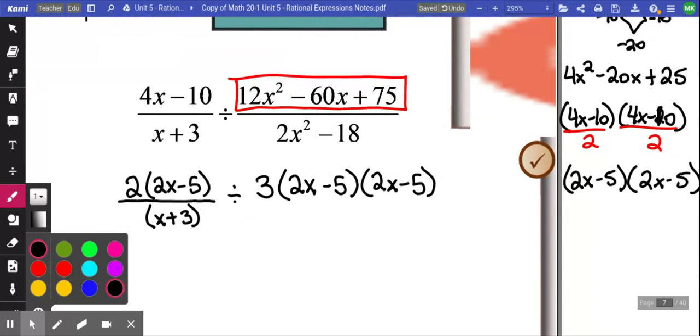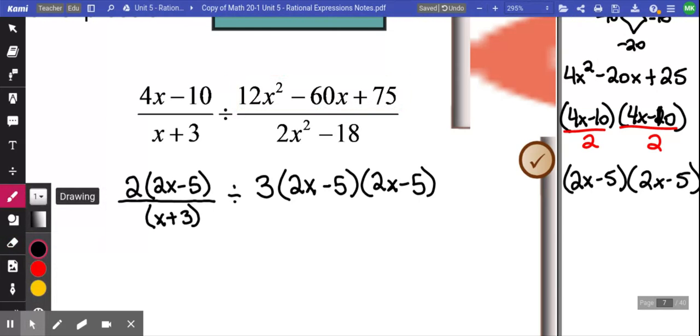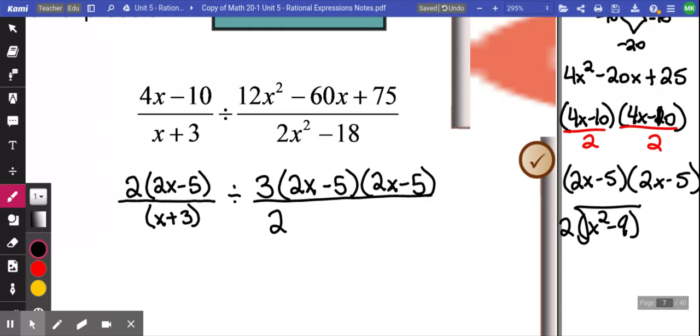The next little denominator, I'm going to do the same thing. I'm going to GCF out a 2, but after I GCF out a 2, I'm left with x squared minus 9. That's a difference of squares. So now I have x minus 3, x plus 3. So that's a lot of factoring.